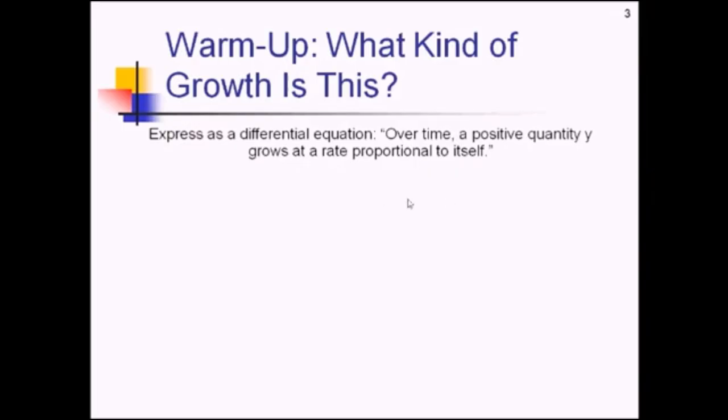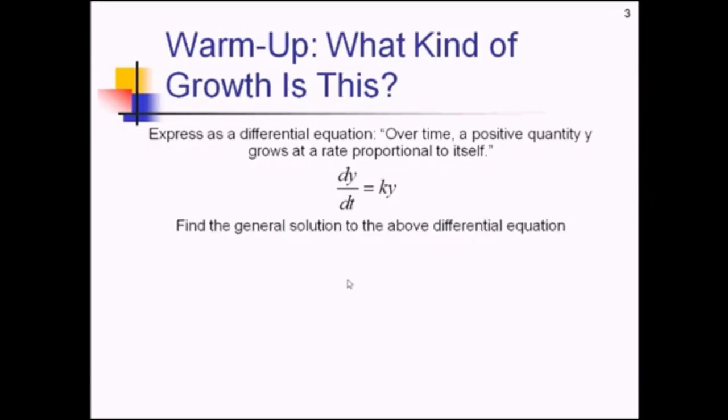So we're saying that the rate of change of y, dy/dt, is equal to the quantity times some k value. If it's growing at a rate proportional to itself, that means that the derivative is just going to be y itself times some constant. So here's how we can express that. And then go ahead and see if you can find the general solution to this differential equation.